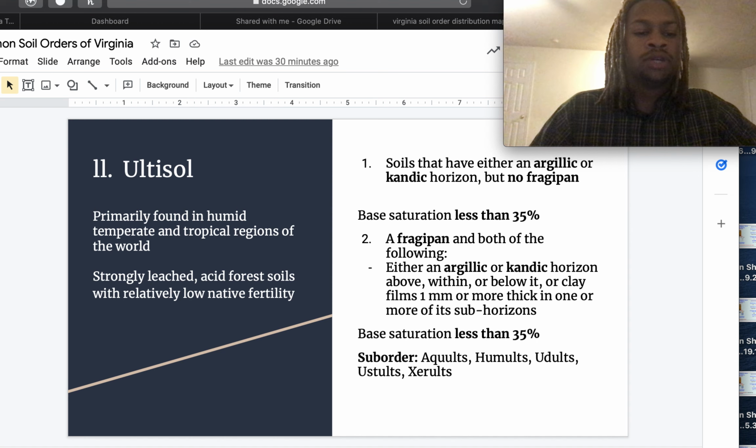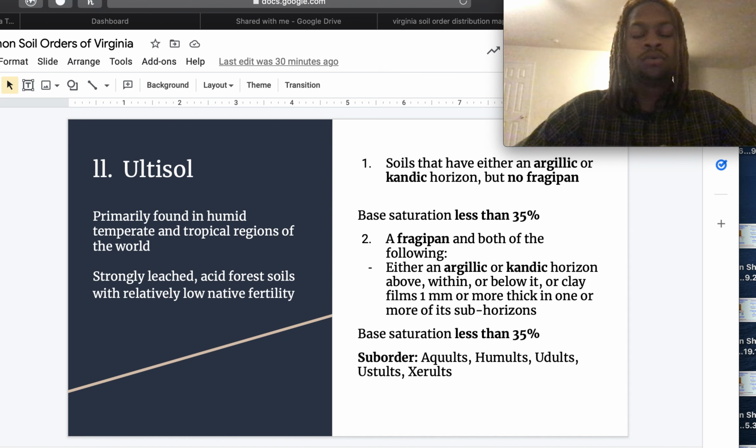The next topic I will go over is ultisols. Ultisols are soils that have either an argillic or kandic horizon but no fragipan, and the base saturation is always less than 35%. An ultisol may also have a fragipan and both of the following: an argillic or kandic horizon above, within, or below it, or clay films 1 millimeter or more thick in one or more of its subhorizons, as well as the base saturation being lower than 35%.